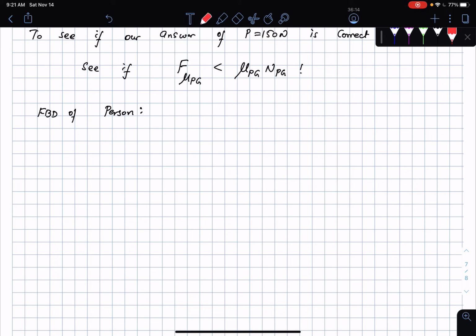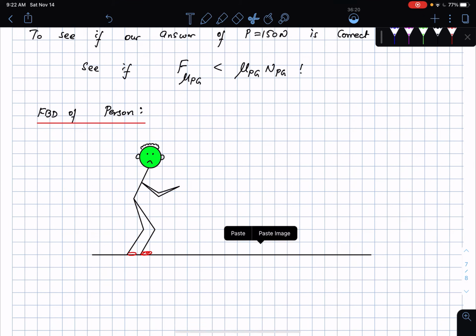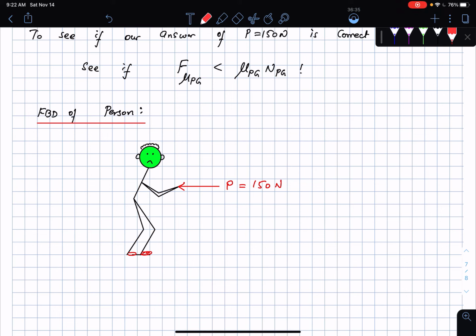As I'm doing that, very quickly draw the person here. Of course, I don't need the ground and so on. Now the person is pushing on the box to the right, which means that the box is going to exert an equal and opposite force back on the person. So this is the force by which the person had pushed on the box. There is going to be an equal and opposite force back on the person.